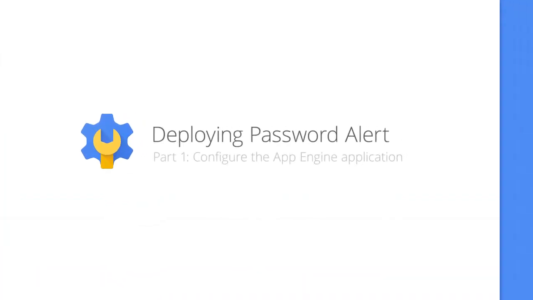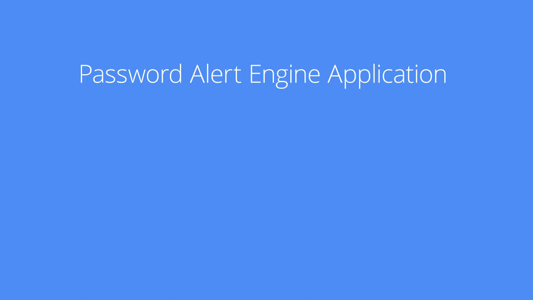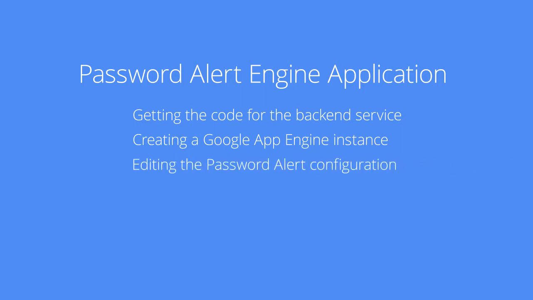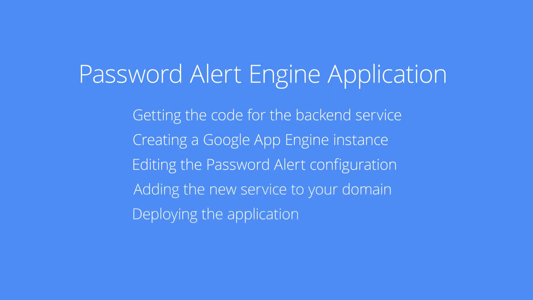Hi there, I'm going to walk you through creating the Password Alert App Engine application. This will involve getting the code for the backend service from GitHub, creating a Google App Engine instance to serve the application, editing the Password Alert configuration files for your App Engine instance, adding the new service to your Google Apps domain, and deploying the application.